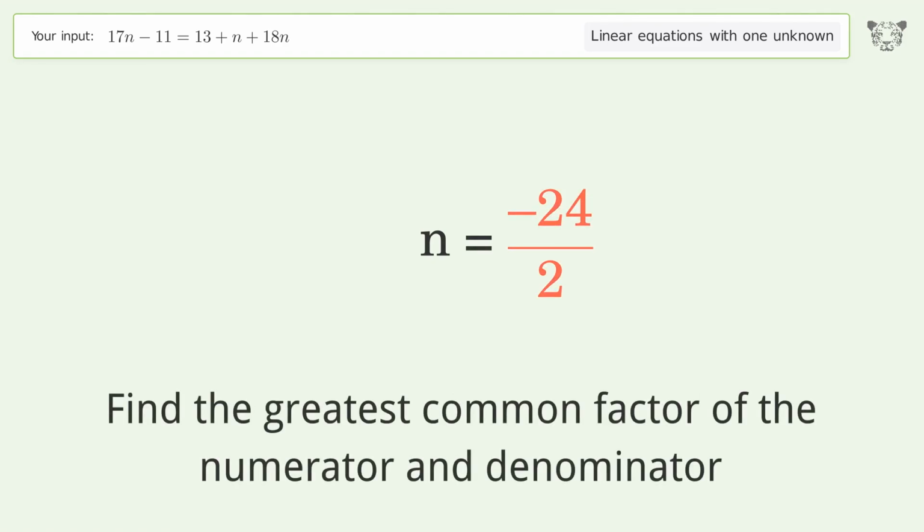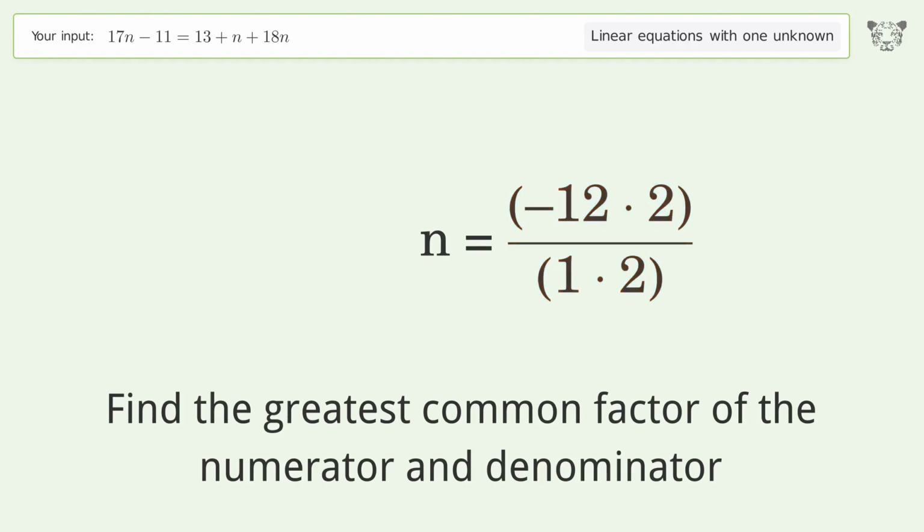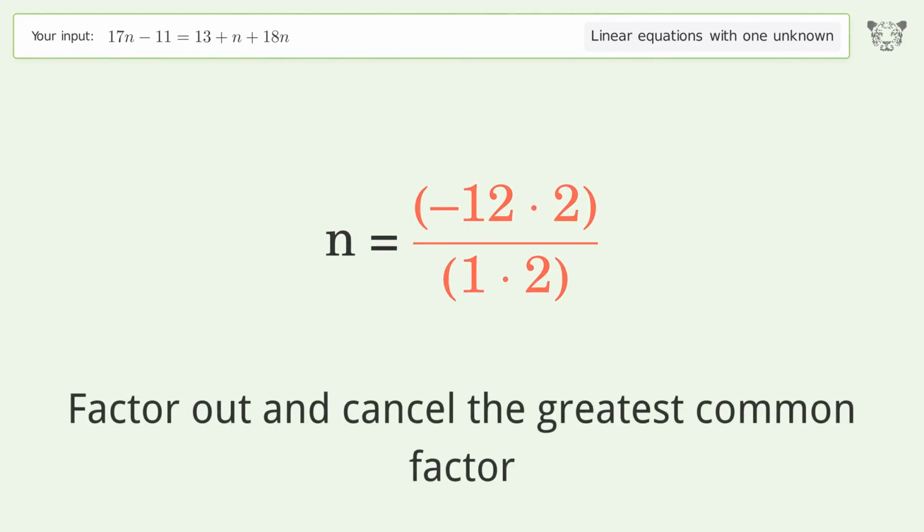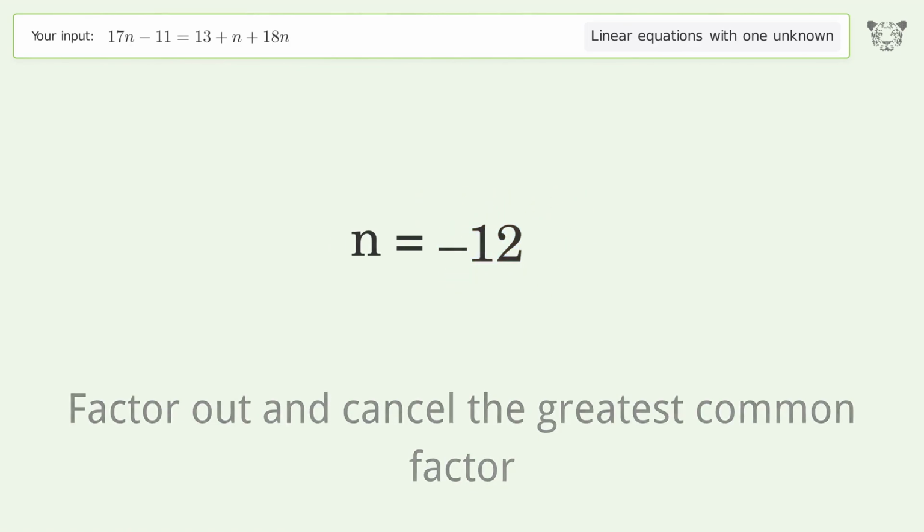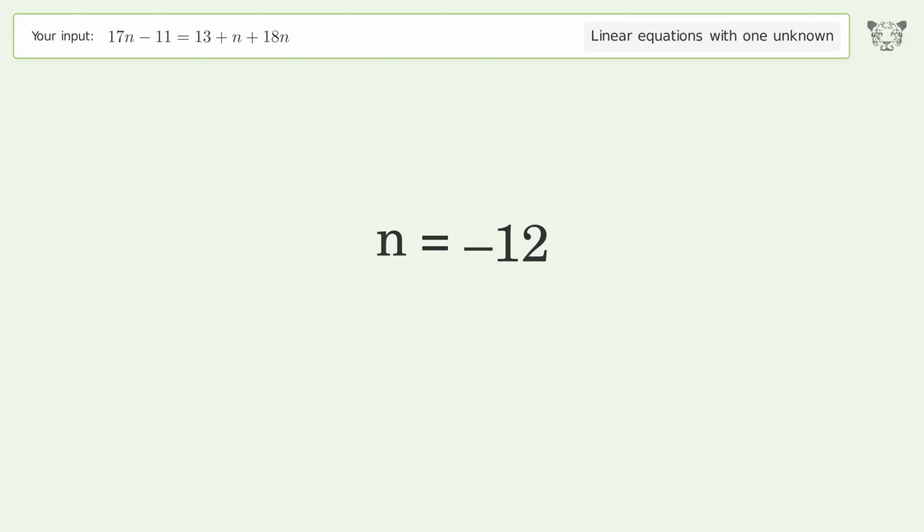Find the greatest common factor of the numerator and denominator. Factor out and cancel the greatest common factor. And so the final result is n equals -12.